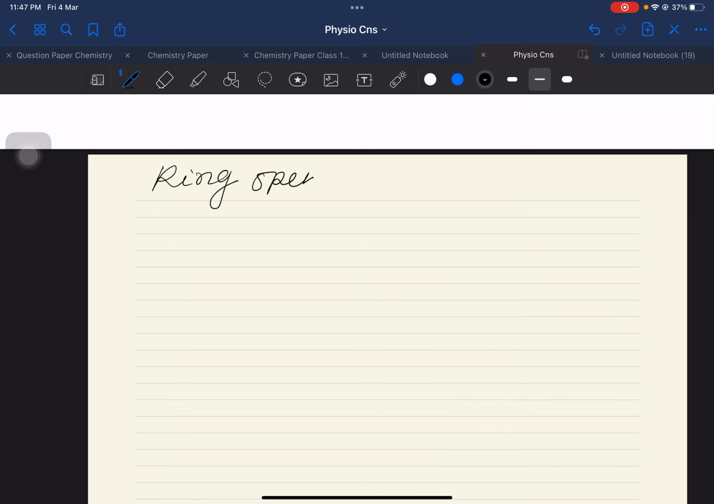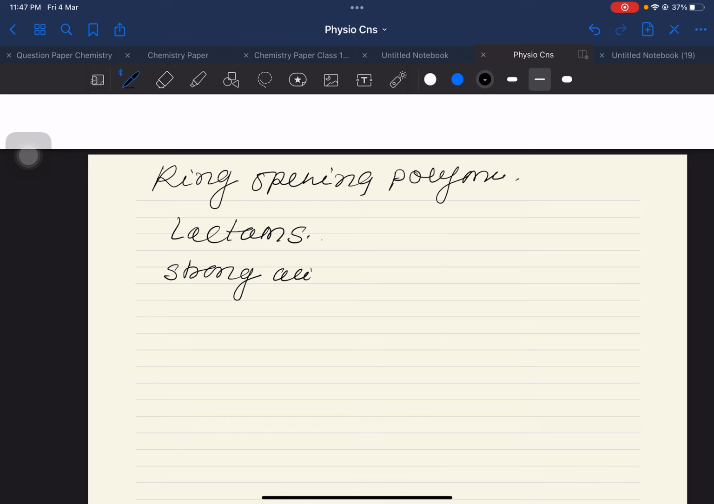Ring opening polymerization. In this type of polymerization, cyclic compounds like lactams, cyclic ethers, lactones, etc. polymerize by ring opening. Strong acid or base catalyzes this reaction.